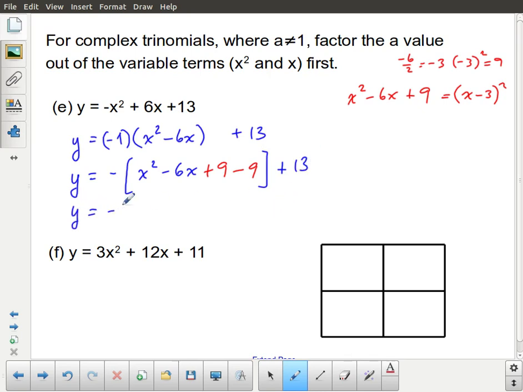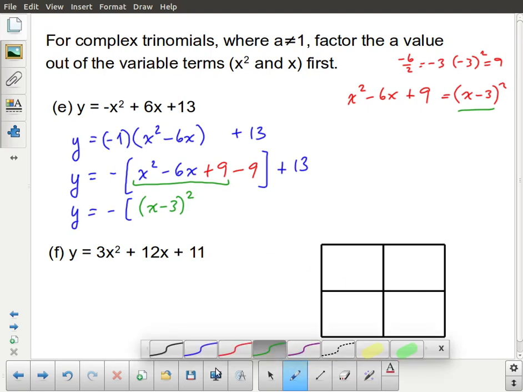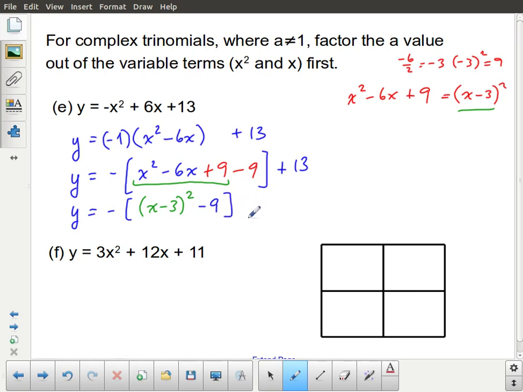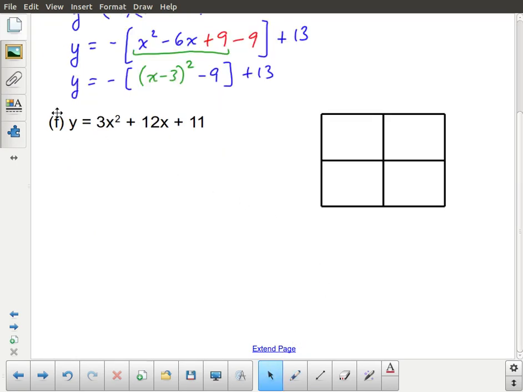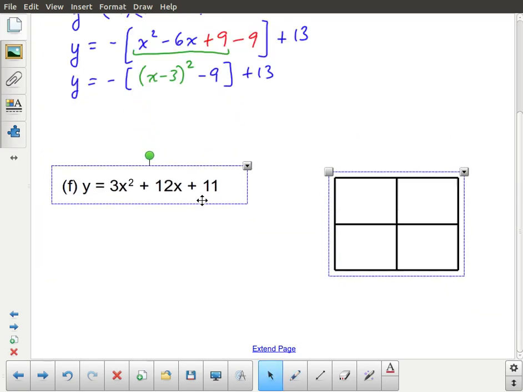So y is equal to negative bracket. Now, x squared minus 6x plus 9, those three things together, that's our perfect square, which was x minus 3 all squared. So I can write that as x minus 3 all squared. Now I've got this minus 9 still inside the square brackets, plus 13. I think I'm going to need a little bit more room here to actually do this properly. So let's move all of this stuff down a bit.